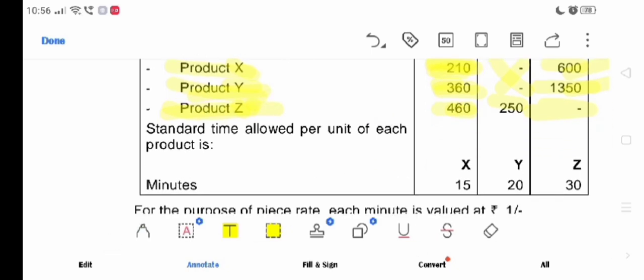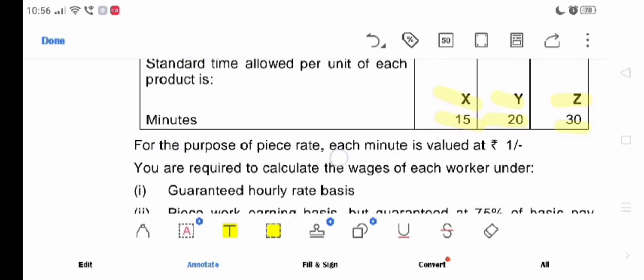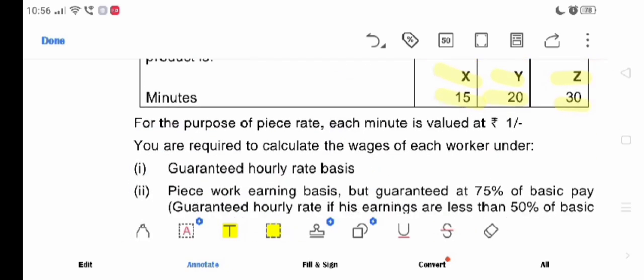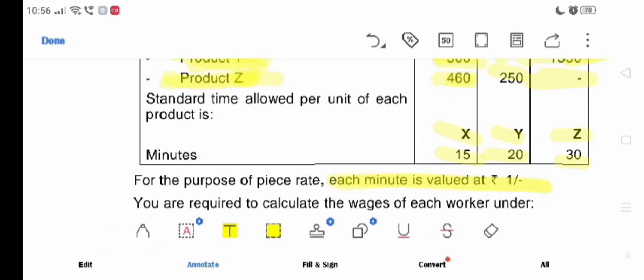And the standard time allowed per unit of each product. Per unit they have given how much time is allowed. For product X it is 15 minutes, for product Y it is 20 minutes, and for product Z it is 30 minutes. For the purpose of piece rate, each minute is valued at 1 rupee. So this is important. Per minute it is valued at 1 rupee, which means if you work 1 minute, I will pay you 1 rupee. So how many minutes have they worked?